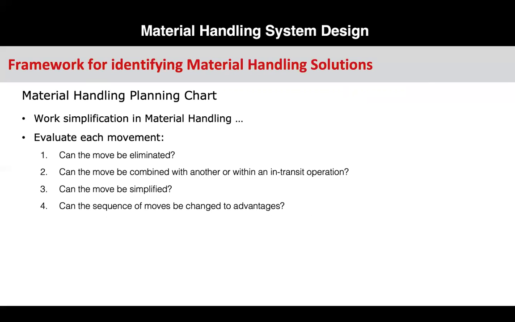And what we'll do on the material handling planning chart is that we'll evaluate each movement. Like, can the movement be eliminated? Can the move be combined with another or within an in-transit operation? Can the move be simplified? Can the sequence of moves be changed to advantage? Okay, so this is just some of the items that we'll be looking at as we go through the planning chart.